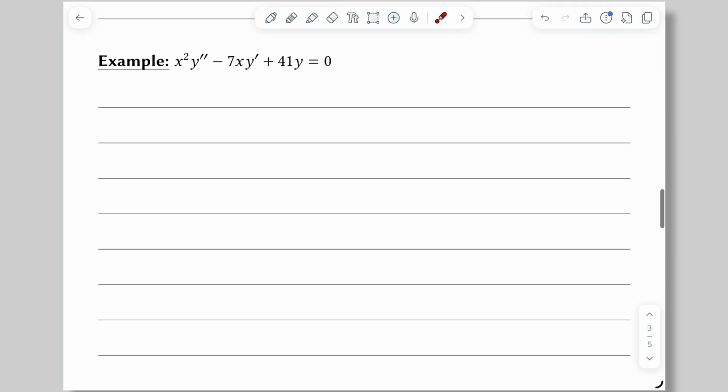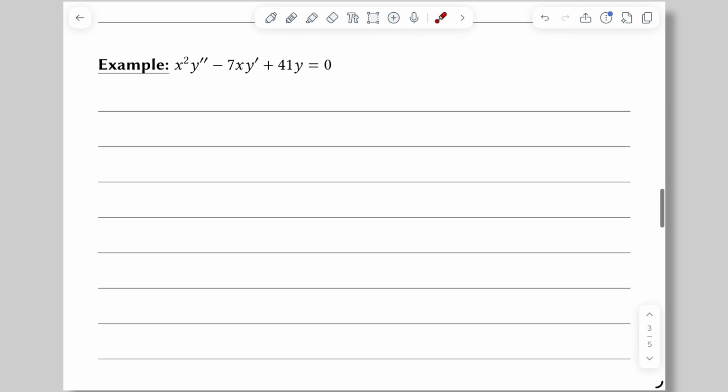Next up, x squared y double prime minus 7xy prime plus 41y equals 0. Again, when we have the second derivative of y, we have the factor x squared. The first derivative of y, we have the factor of x. And for the y term, we have no x. This is a Cauchy-Euler pattern here. Again, starting with y equals x to the m, I'd like for you to do all the things and solve this equation.